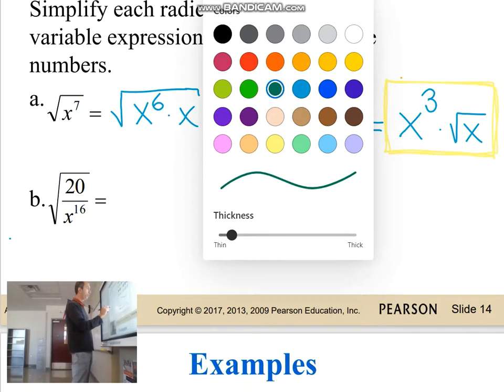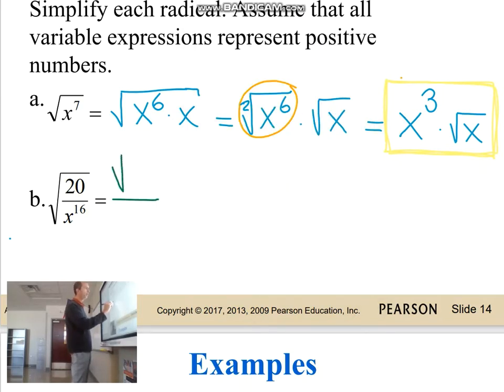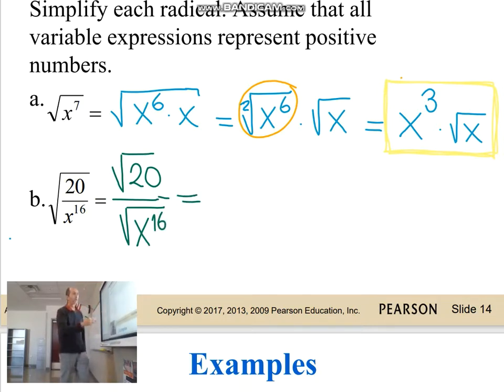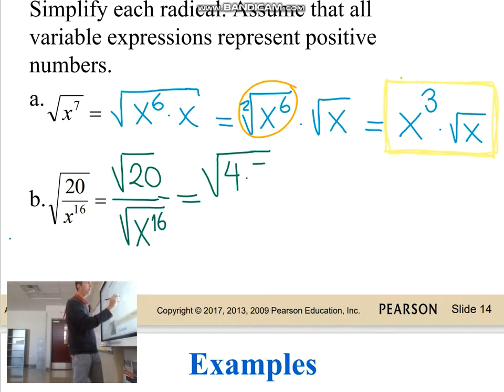Square root of 20 over x exponent 16. We can break it down as square root of 20 over square root of x exponent 16. 20 we can break into a perfect square, 4 times another number, 5. And remember this is a square root, right? The index is 2, and we have x exponent 16.